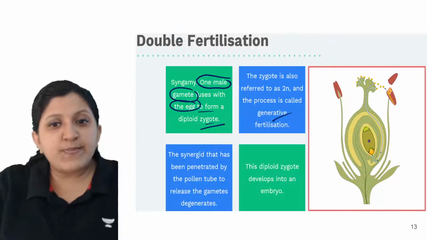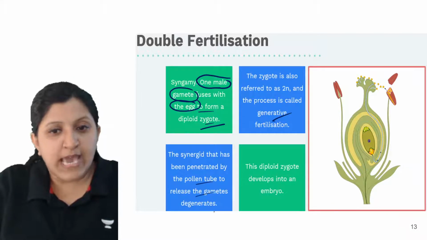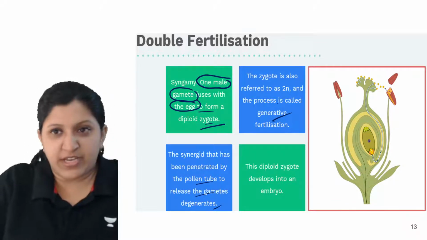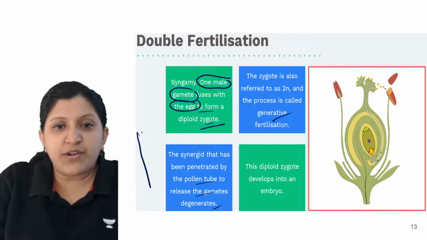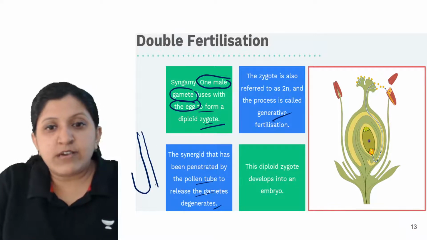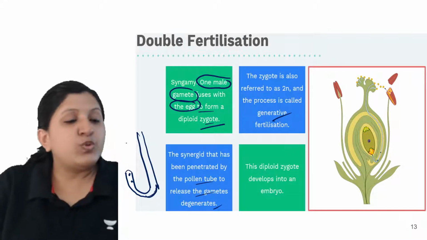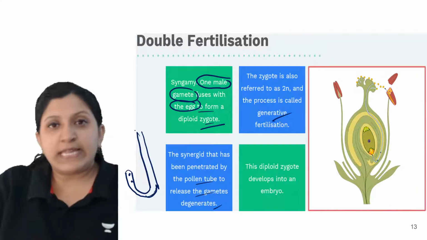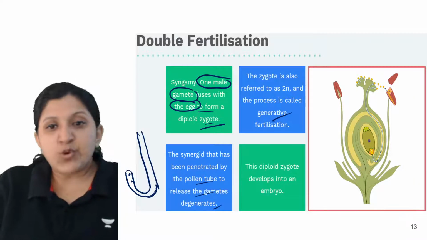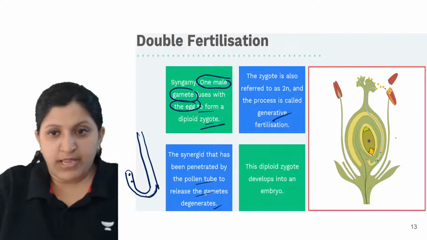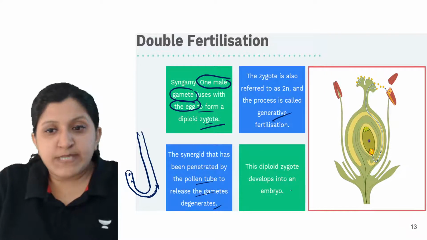The synergid that has been penetrated by the pollen tube releases the gametes and degenerates. So this is about the fate of the pollen tube which was generated. This pollen tube, generated earlier, has taken entry through the micropylar opening. Then one of the male gametes is going to enter the female reproductive part, mainly the embryo sac. Once that is done, the pollen tube releases the gametes and is going to degenerate. Then the diploid zygote develops into an embryo.